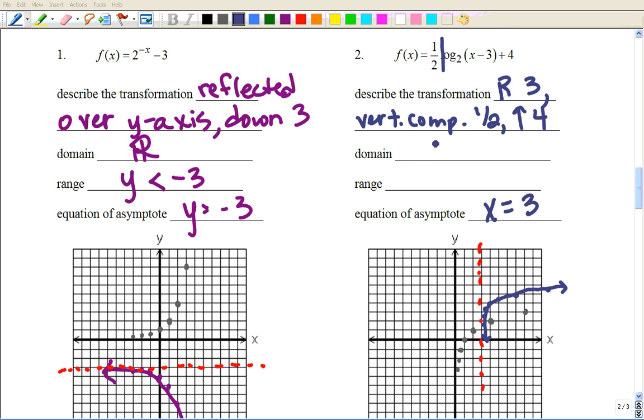This also means that my domain will have something to do with 3, and it didn't get reflected, so here it is still greater than 3. All of my x values are on the bigger side of this asymptote. And the range for any log function is all real numbers.